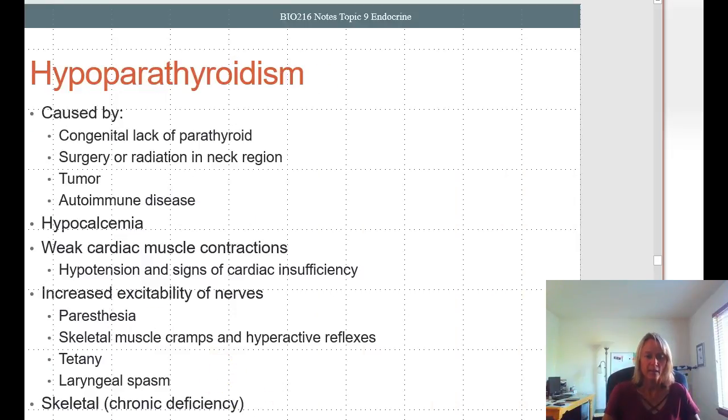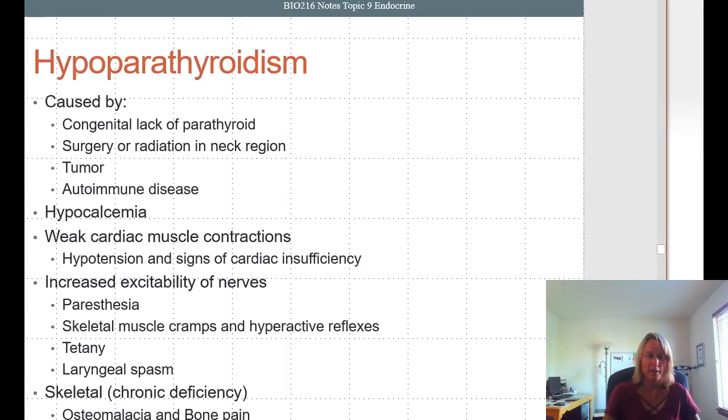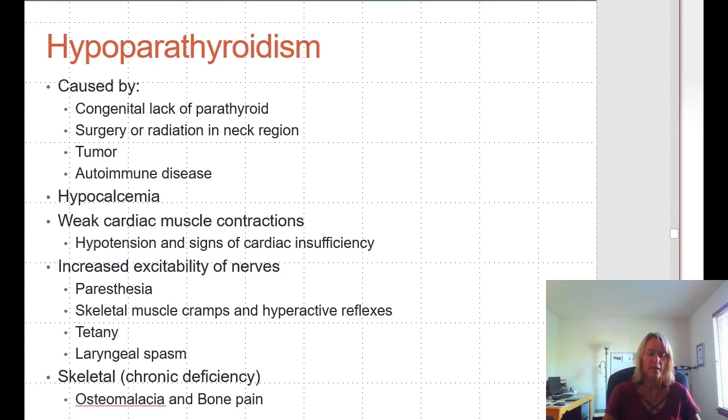Hypoparathyroidism is a condition caused by a congenital lack of parathyroid hormone or parathyroid gland. So you're born with an insufficient parathyroid gland or glands. Surgery or radiation in the neck region. Maybe you had your thyroid removed or radiated and you damaged the parathyroid glands. A tumor or autoimmune destruction of the parathyroid glands.